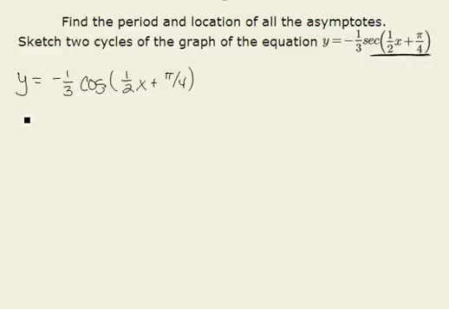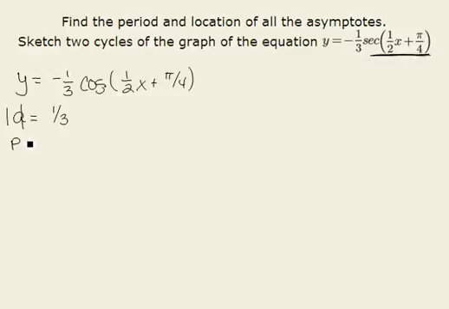If we look at this, we would recognize that our amplitude is given by the absolute value of a, which is 1/3. This means the range of our cosine function is between negative 1/3 and positive 1/3, which tells us the range of our original function is between negative infinity and negative 1/3, and 1/3 to positive infinity. We are now ready to find the period of cosine.